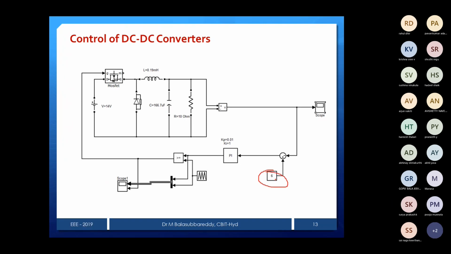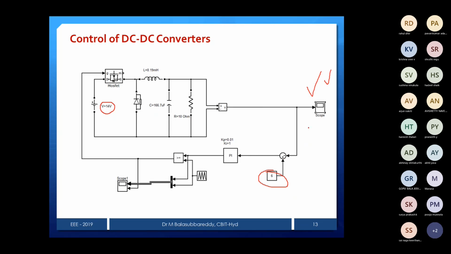I gave this as a constant. You just connect a constant 6 volts. Later if you want to make it 10 volts, it will get 10 volts, or if you keep 20 volts, it will get that. But it is a step down chopper, so we only get up to 14, and since I made it 6, it will get 6.